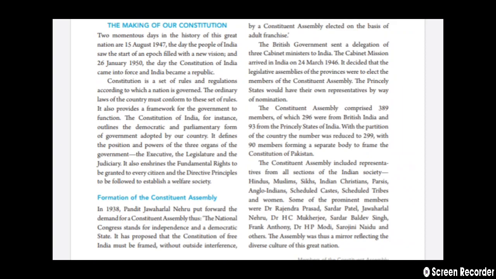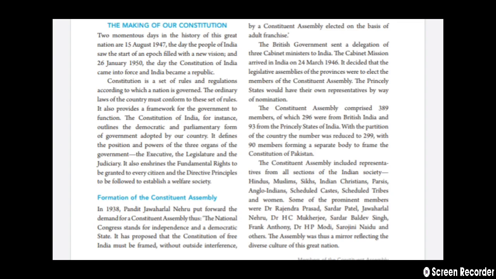Then after this, the British government sent a delegation of 3 cabinet ministers to India. The Cabinet Mission arrived in India on 24th March 1946, and it decided that the legislative assemblies of the provinces should elect the members of the Constituent Assembly.